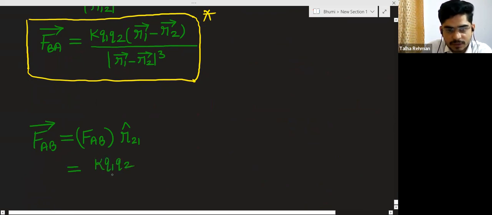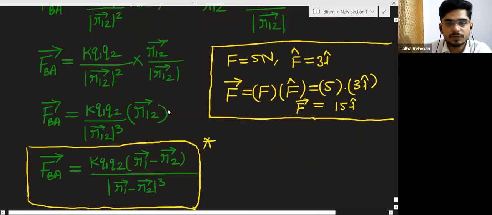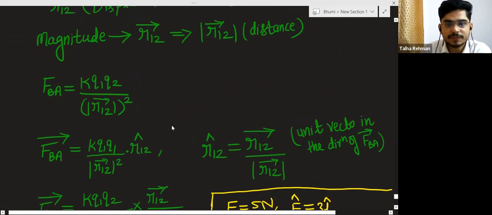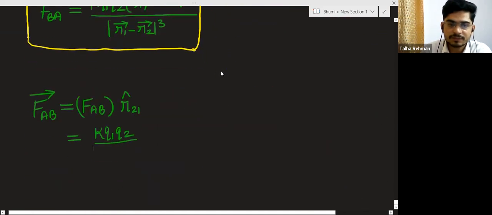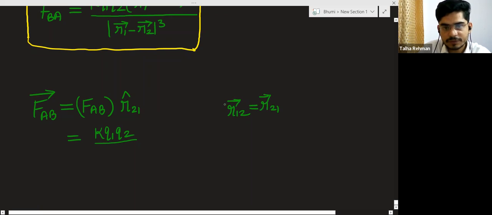So for F_AB you can simply write K Q1 Q2 divided by the distance between them, R12. R12 is the magnitude of distance. Actually, the magnitude of the R12 vector is equal to that of the R21 vector.